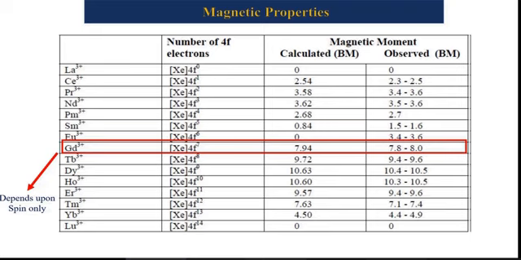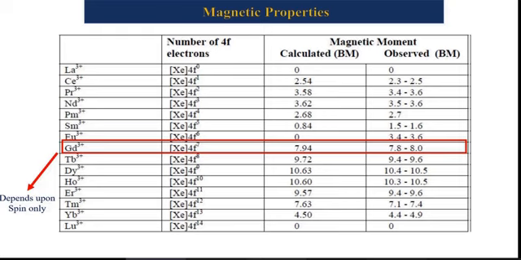Right? Now, if you notice in the case of gadolinium, it is 7.94 and observed is 7.80. Right? Why have I mentioned this red box over here?